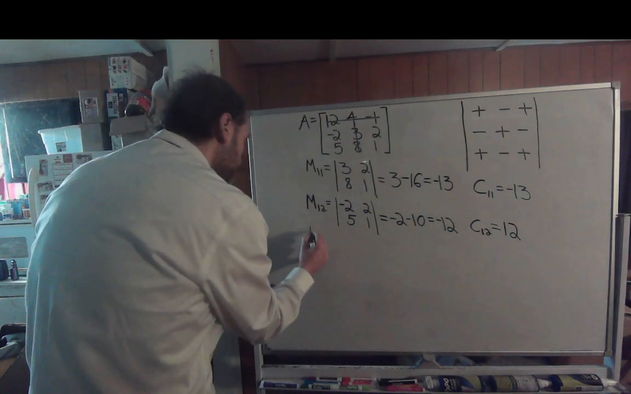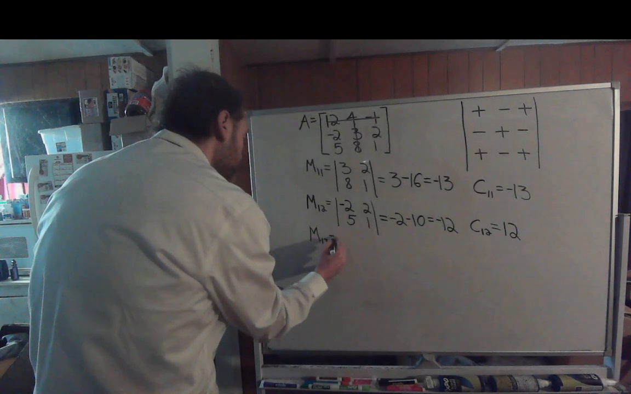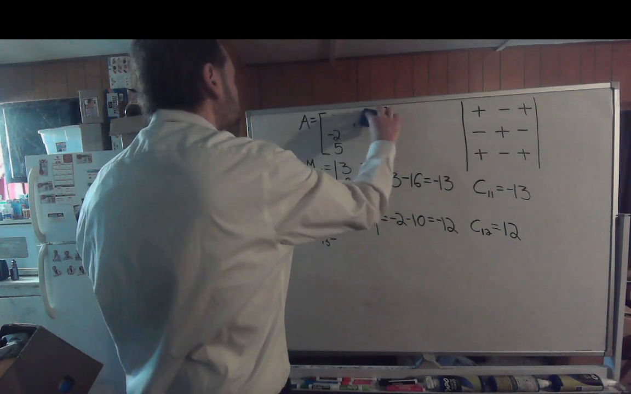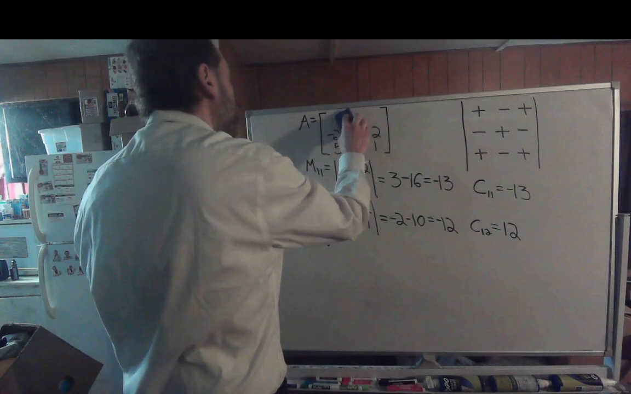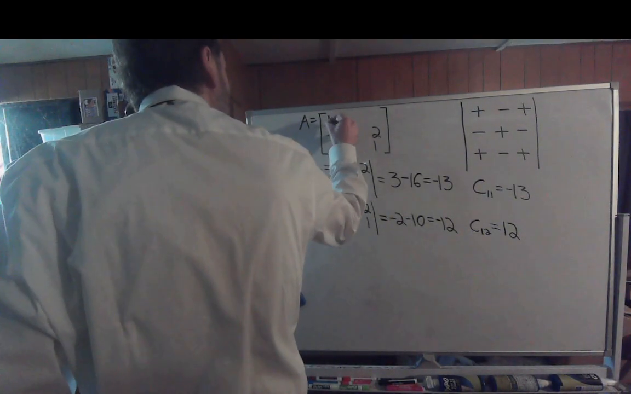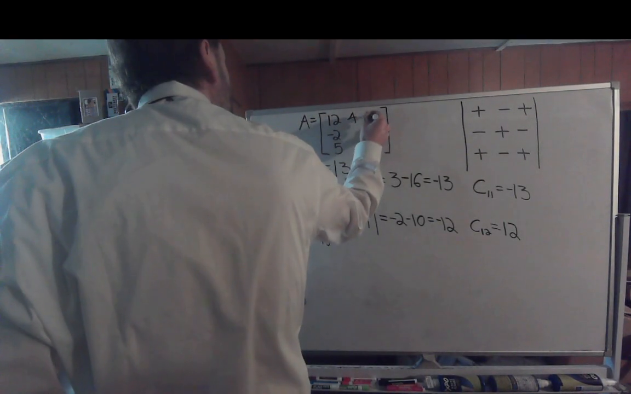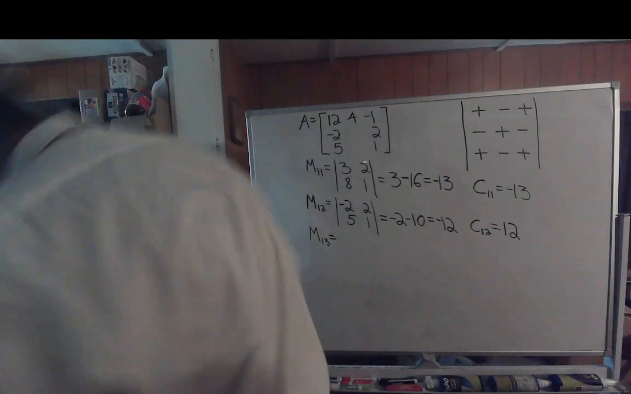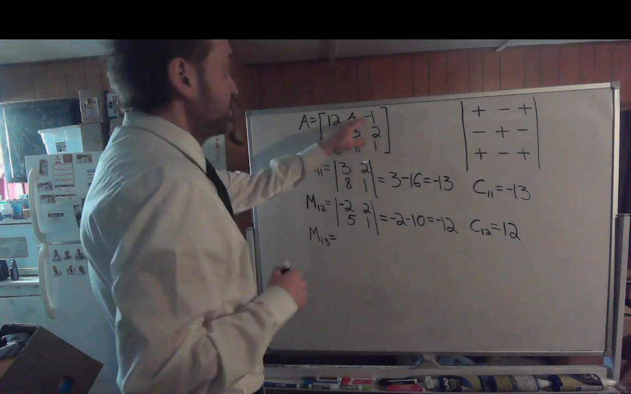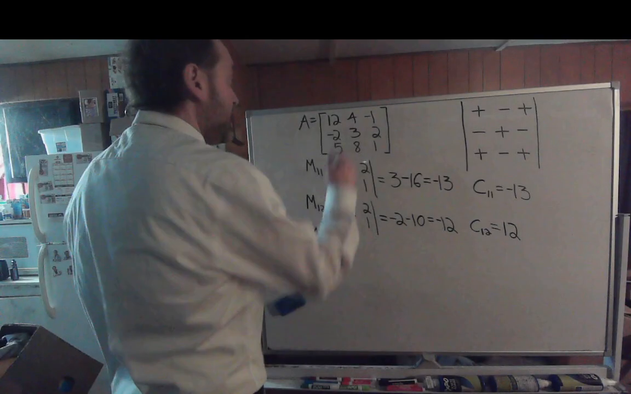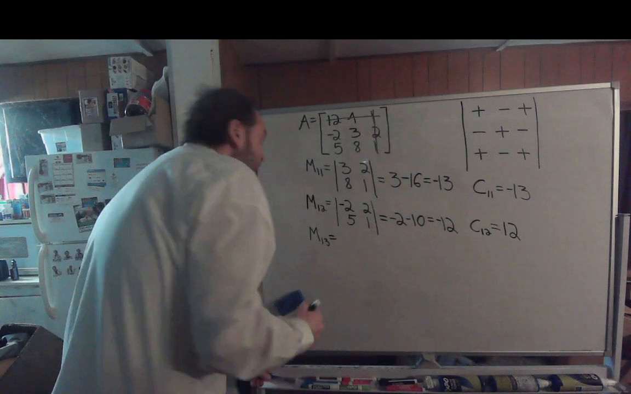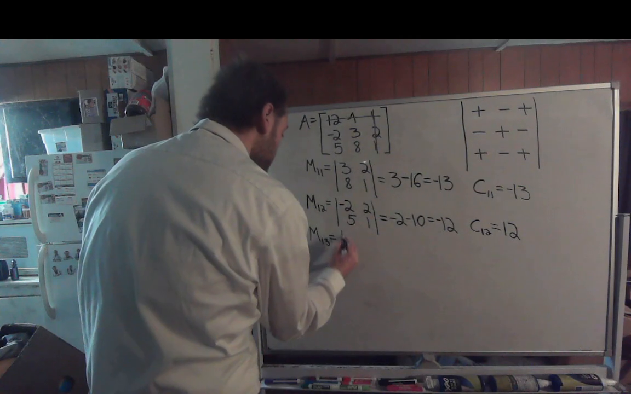Now let's find minor 1, 3. I need to rebuild this again here. Okay. So I'm going to deal with that negative 1 coefficient, but I'm not yet multiplying by it. So strike out the row and column it's in, and it's just going to be the determinant of whatever's left.